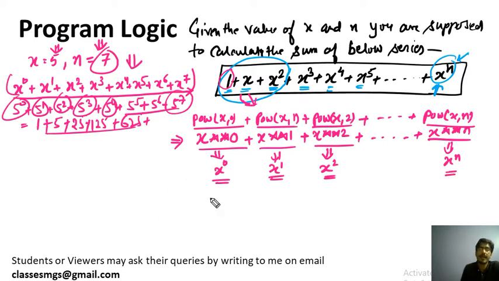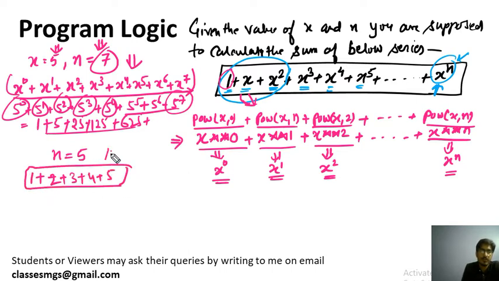Like how you add, let's suppose, the natural numbers up to n. Let's suppose you take n equals 5 and you want to add the numbers 1 plus 2 plus 3 plus 4 plus 5. How to write this loop? You add this using a loop only.